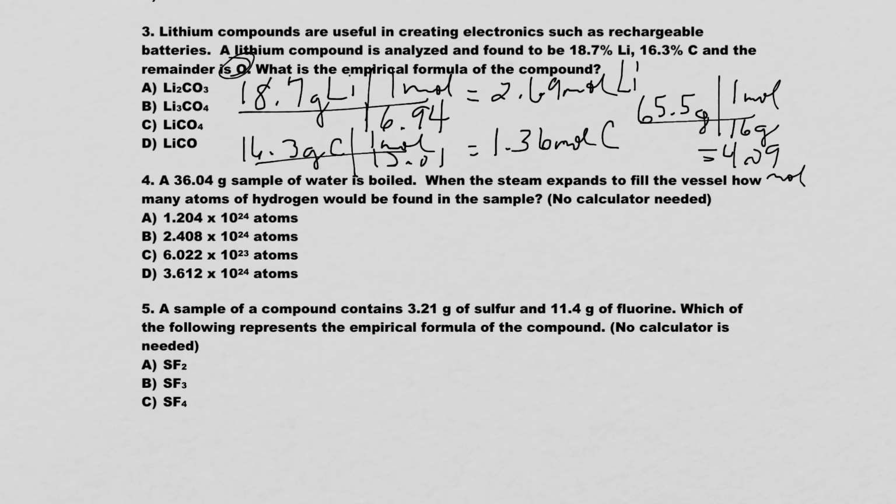Okay, so these are not my subscripts. These are just the mole amounts of these different elements. So remember, the next step is divide by the smallest. So you can see carbon is 1.36.